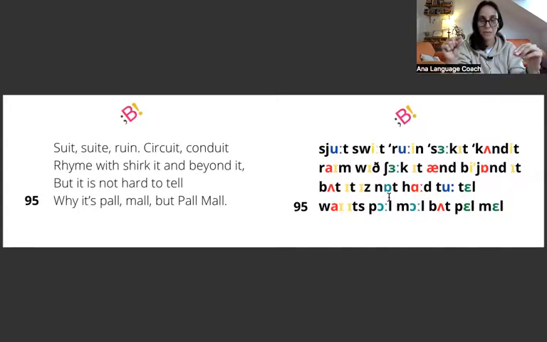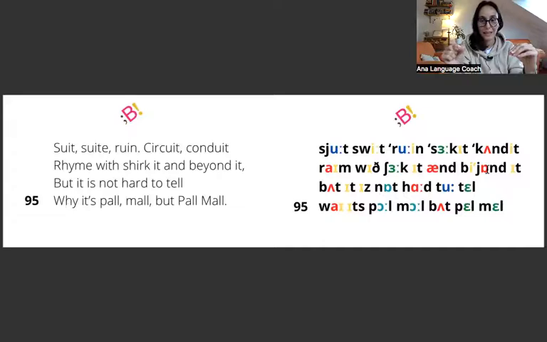Then we have rhyme with shack, it, and beyond it. And this O, I should have colored this with the other color, more like a blue color, just for you to remember that it's not an A, it's very close. This is more related to the sound of O, so beyond it.